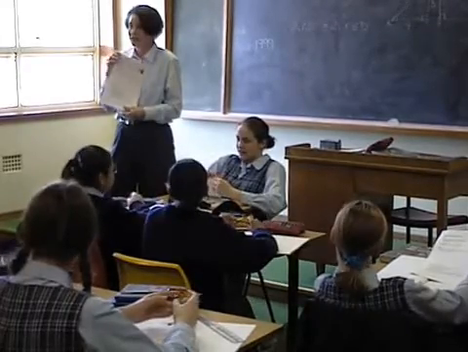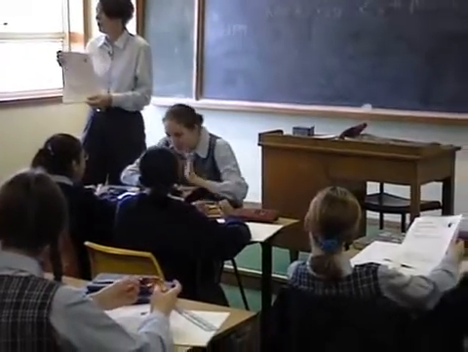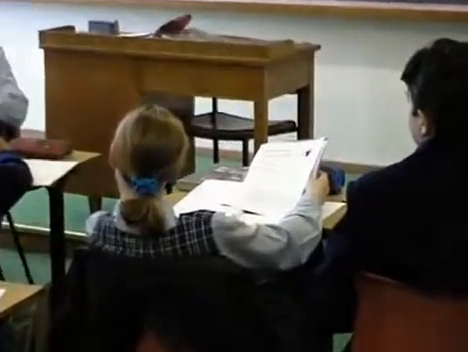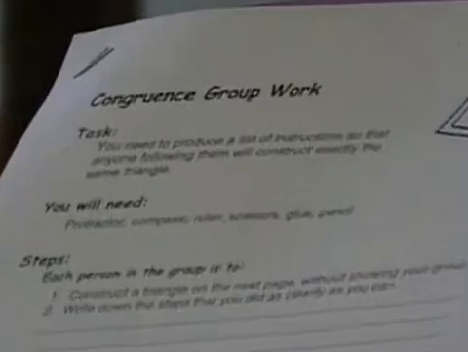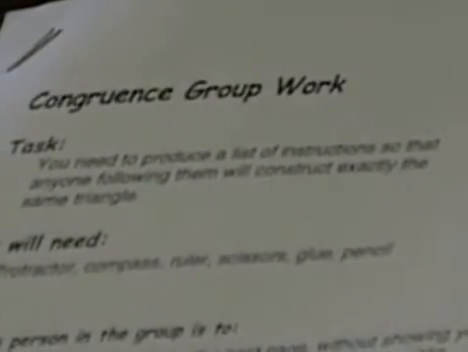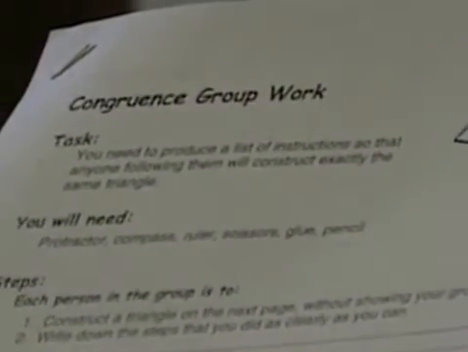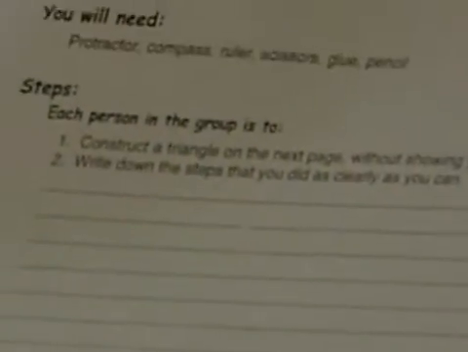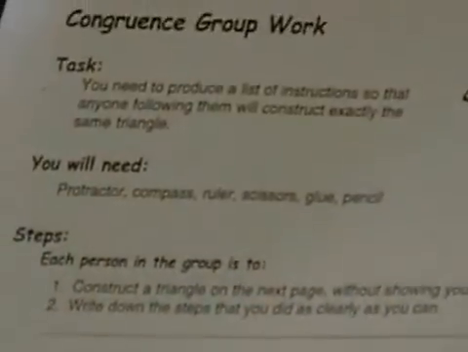All right? Is it going to be all sides? Is it going to be all angles? What is it going to be? Is it going to be all 6? Do you need all 6 angles and all 6 sides? All right, so go ahead and start that. So you've got to draw your triangle first on the second page, and then write down your instructions.